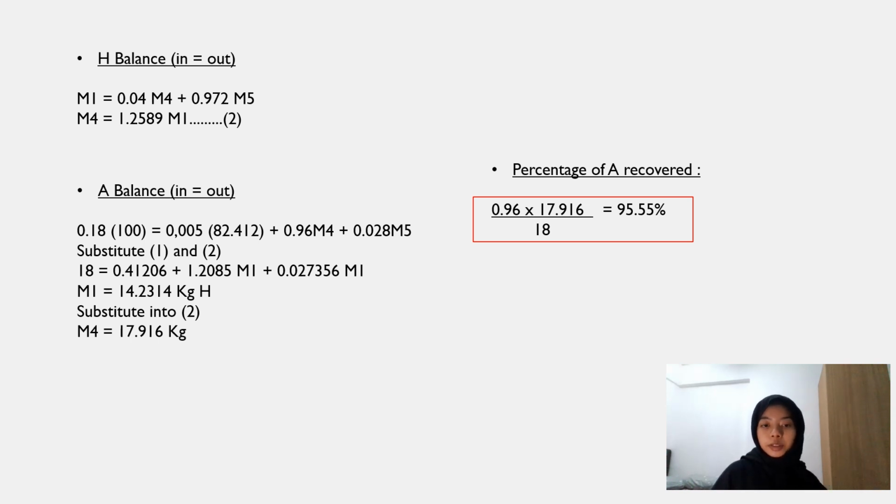And since we have to find M4 too, we substitute M1 into the second equation, so we get M4, which is equal to 17.916 kilograms. Since we know all the things that we need to know, we can finally solve for the percentage of A that is recovered. So 0.96 times 17.916, which is M4, per 18, which is the amount fed into the overall system, is equal to 95.55%.